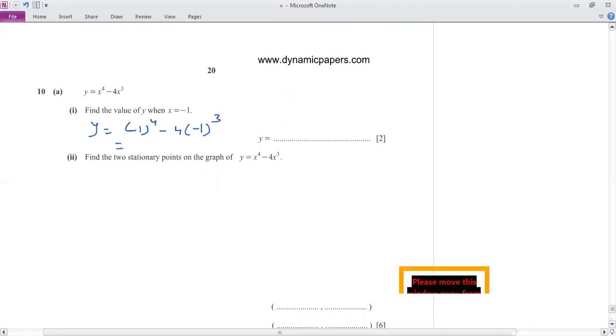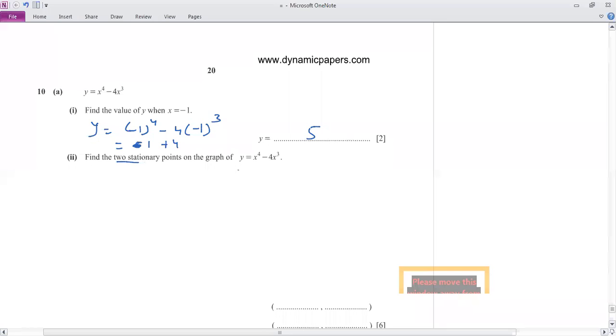So what it will be? -1, and its power is even, so it will be plus. So it will be 1 plus 4. So ultimately y will be 5.